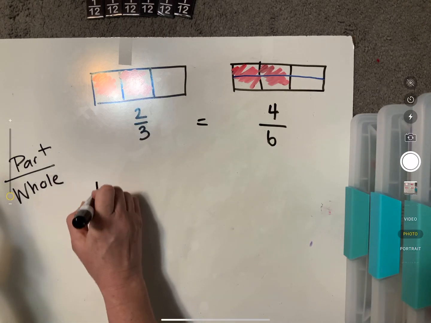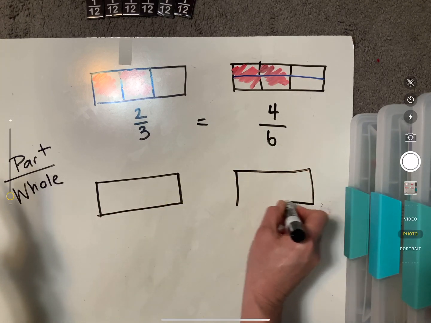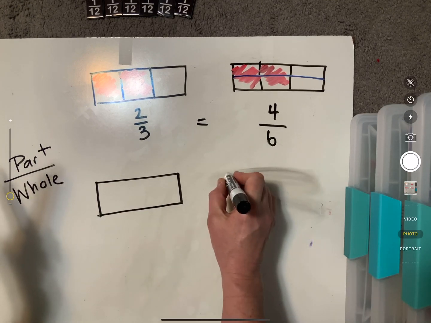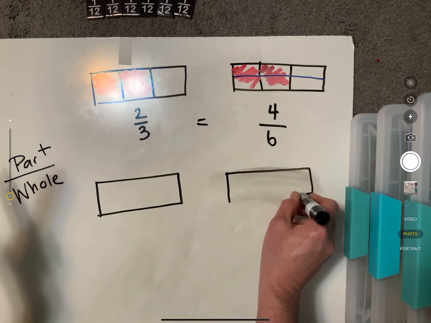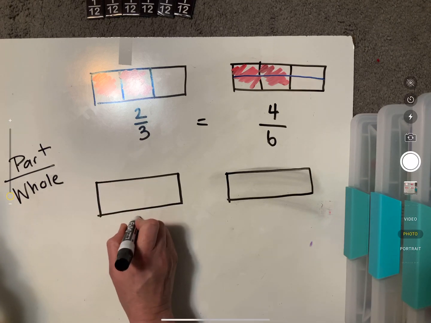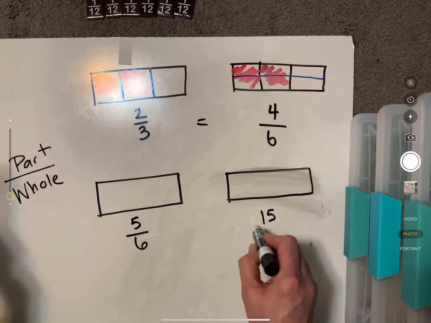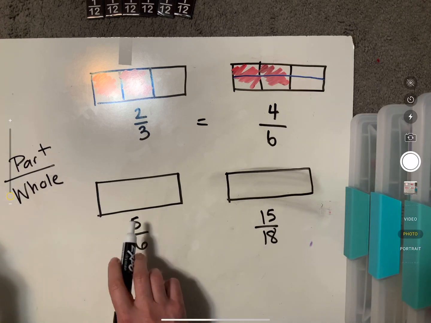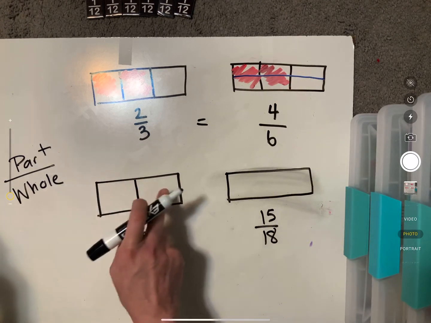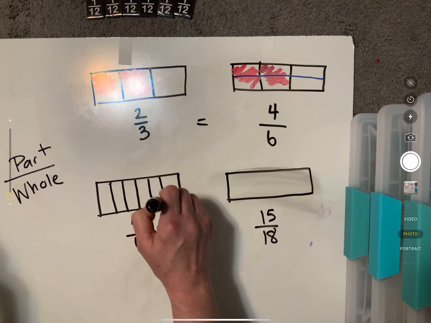So let's try another one. Here's my first bar. Here's my second bar. So let's do, wow, they're not very even, are they? Kind of even. Okay, so let's do 5/6, and let's make it equal to 15/18. So my trick on splitting things into 6 is to first split it in half, and then each half has to go into thirds. So 1, 2, 3, 1, 2, 3.